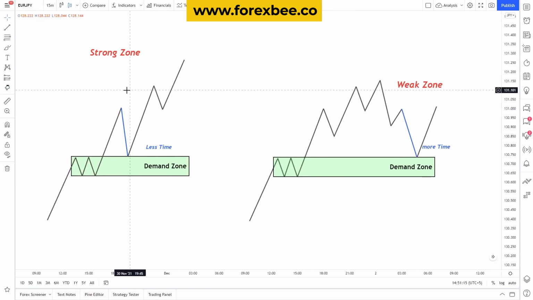So in the strong zone, the price came back to the demand zone right after the formation of the zone. Okay, here we can see that it came back right after the formation. But in the weak demand zone, the price came back to the zone after a long time, after moving for a while above the zone. So this is the main differentiation between the strong demand zone and the weak demand zone.